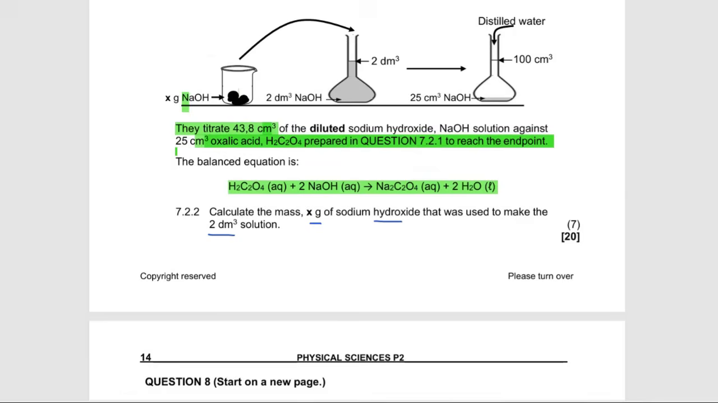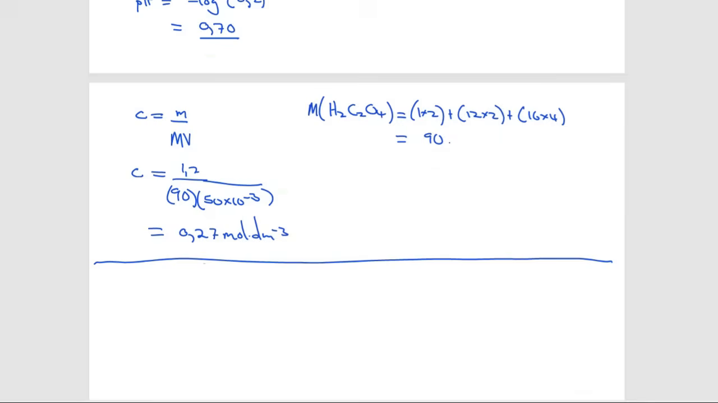I'm going to start with the number of moles. The number of moles of H2C2O4 is equivalent to, remember our concentration is equivalent to the number of moles all over the volume. So I make the number of moles the subject of the formula. Therefore, the number of moles is equivalent to C times volume.